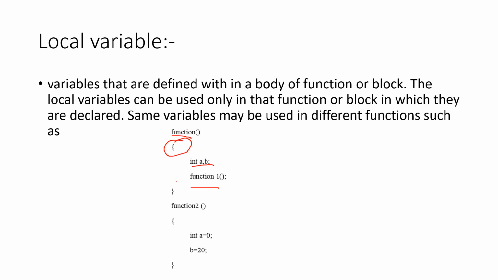These are curly braces, open and close. If I declare int a, b inside these curly braces, it is the body of a function, and I can use int a, b only here but not anywhere else in the program. If I declare int a again for function 2, I cannot use the first int a here. This is the limited scope of a local variable.